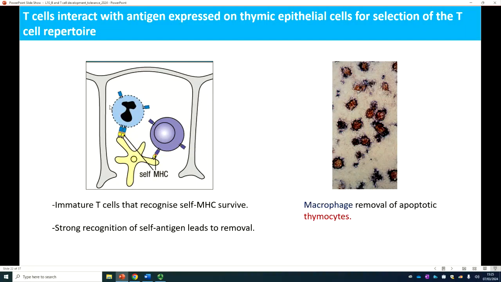Now this is just a little diagram summarizing that. So we have immature T cells, they're interacting with those cortical thymic epithelial cells, and basically they're seeing whether they recognize self-MHC. Anything that has a strong recognition is going to be removed and eliminated, dying by apoptosis, and then that takes you back to that slide again, where in red we have all our apoptotic T cells, and they're being surrounded by macrophages that are removing that apoptotic debris.